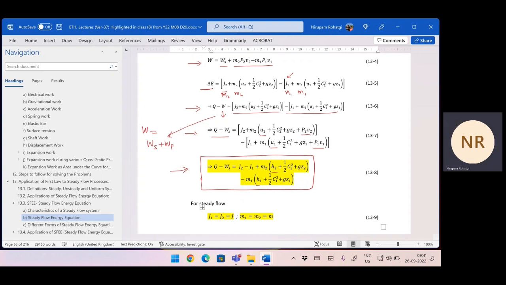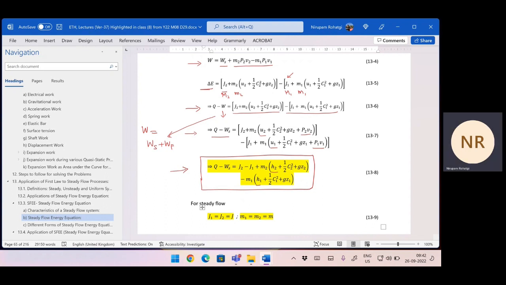Heat given minus total work done by the system is equal to change in energy of the system. Okay, we are using the equation Q minus W is equal to delta E. That was for a system which is having both microscopic and macroscopic energies, so potential and kinetic energies are included in delta E.